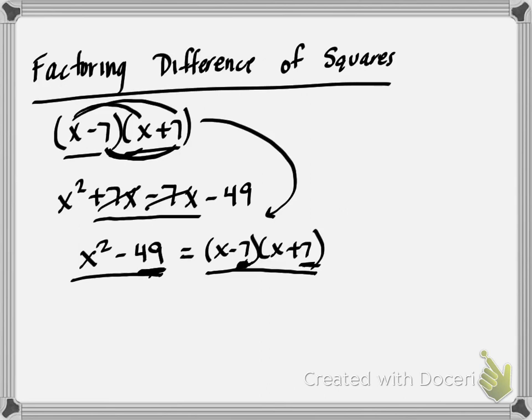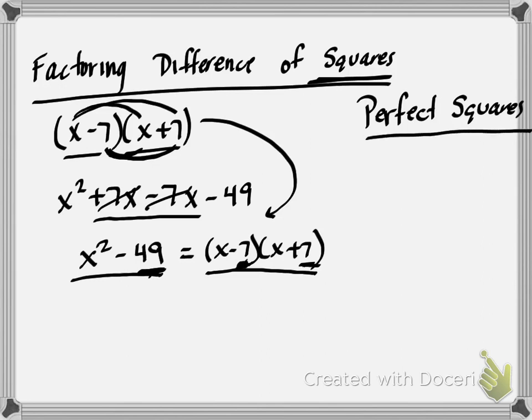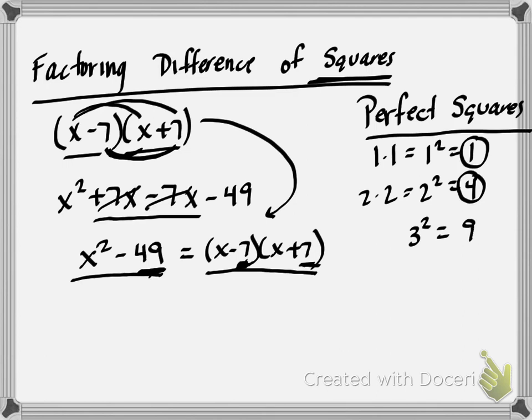And when they say difference of squares, they're talking about perfect squares. So just a quick reminder on perfect squares. Perfect squares are numbers that come as a result of multiplying two of the same number together. So 1 times 1, or 1 squared, is equal to 1. 2 times 2 is equal to 2 squared, or 4. These numbers are perfect squares. If you follow this pattern, you get 3 squared is 9, another perfect square. You get 4 squared, that's 16, another perfect square. And so on down.